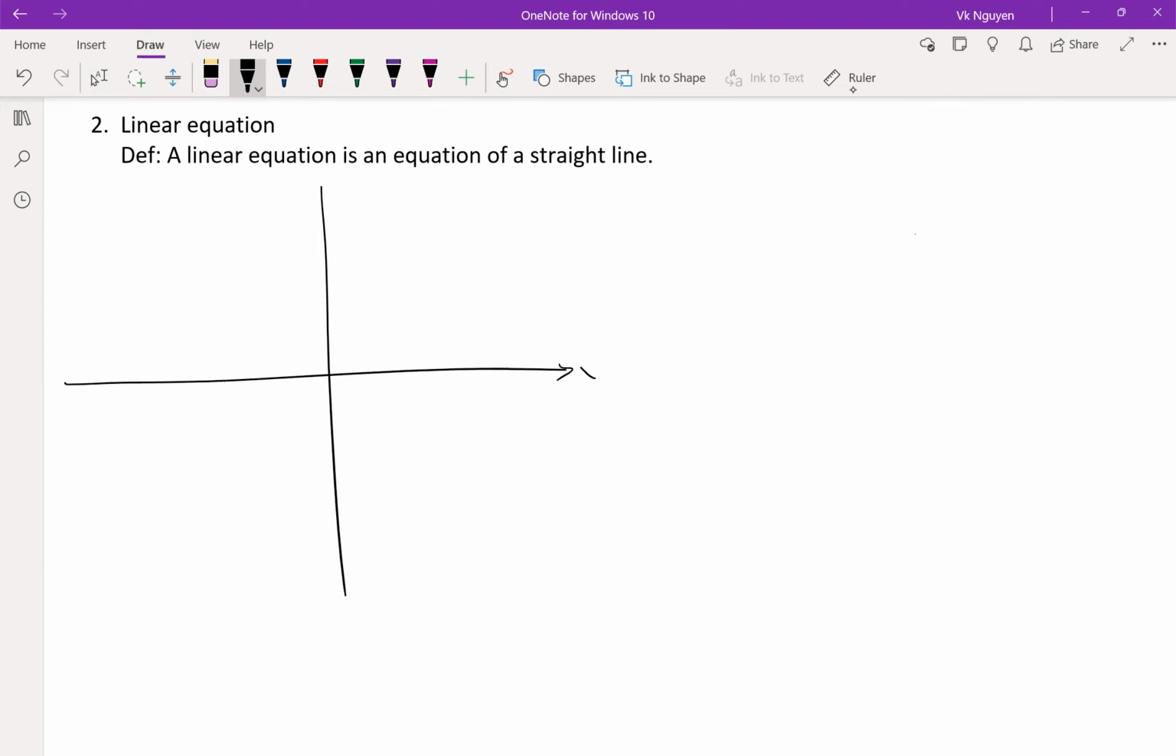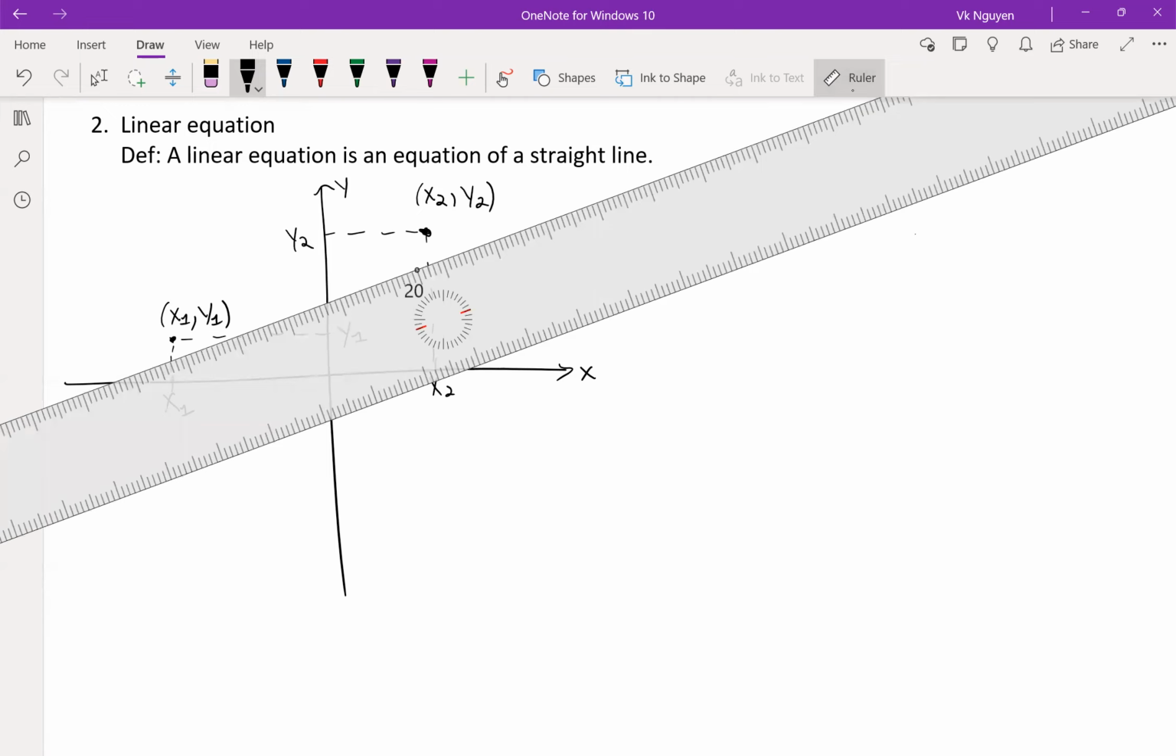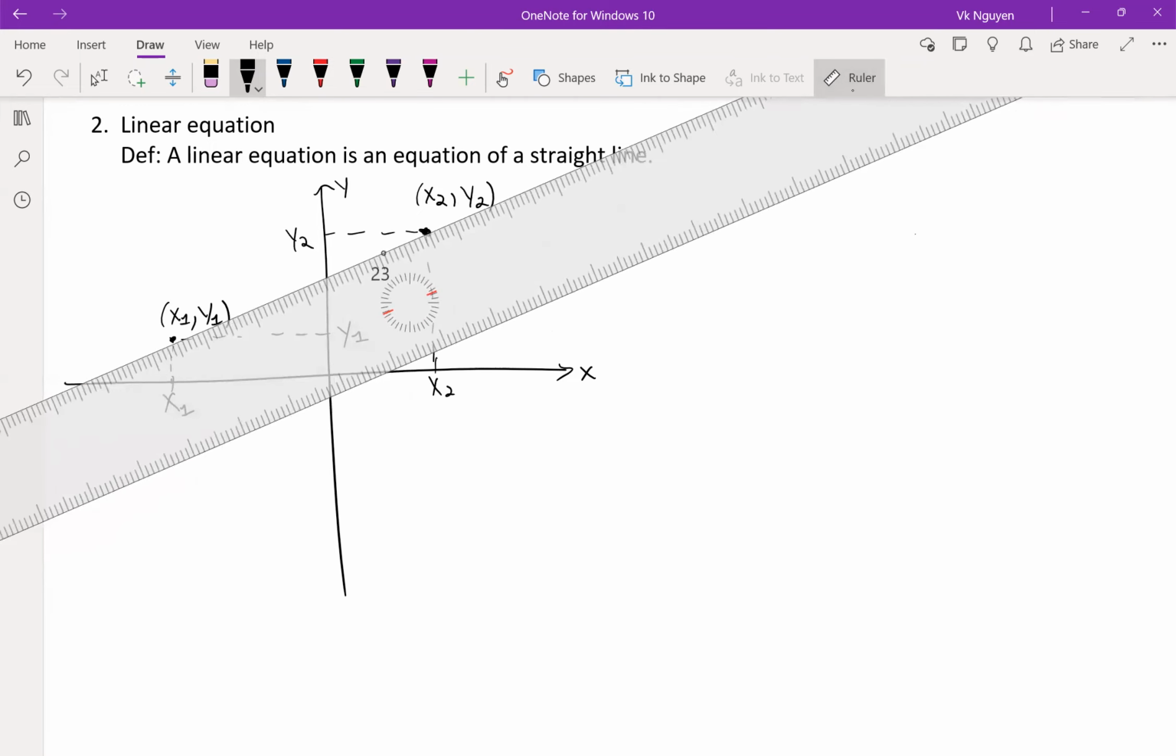To get a straight line, we plot 2 points. First point x1, y1, it has the coordinate x1, y1. Second point, x2, y2. The x coordinate is x2, y coordinate y2. Now, let's take a look at the ruler here. We can get a straight line between the 2 points.